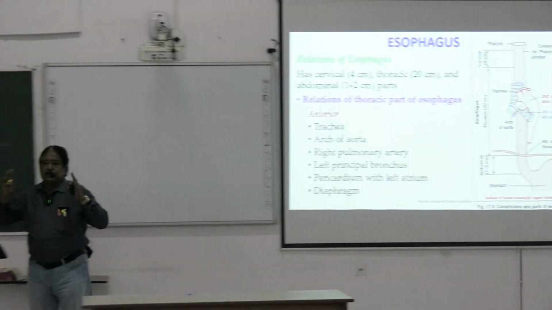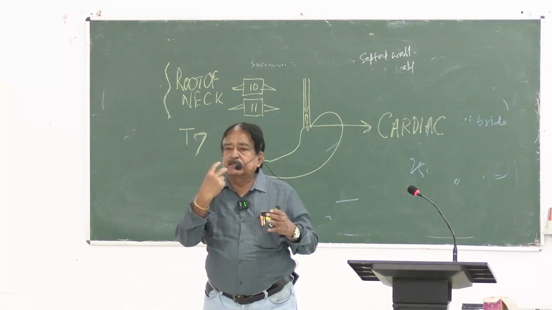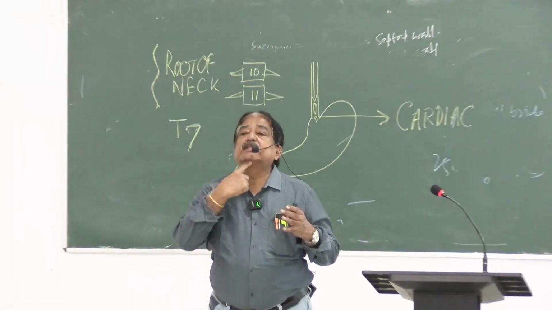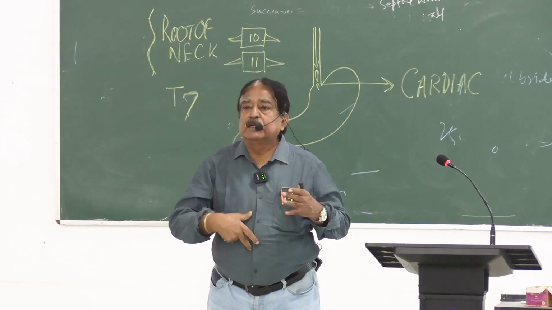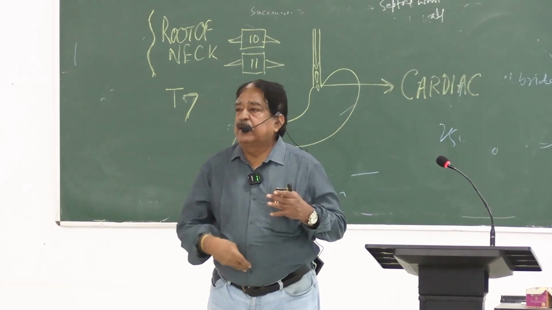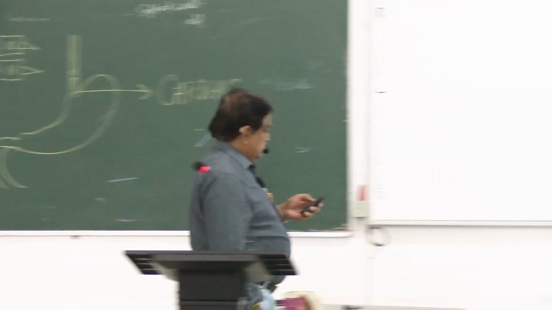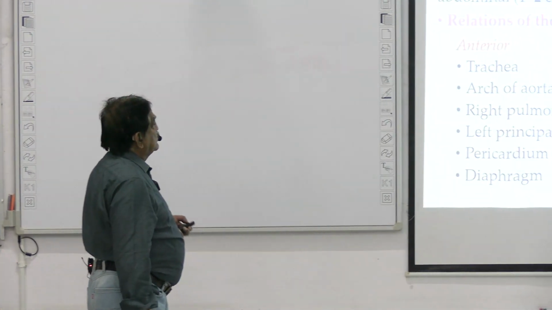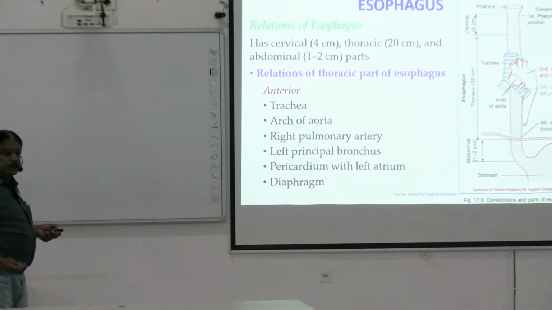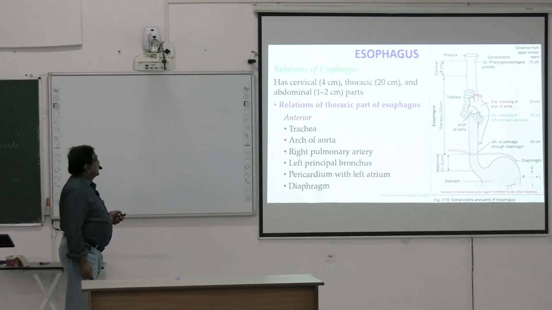It's a simple thing, see, the pharynx. Now from that is the cervical region, then the thoracic region, then it pierces the diaphragm and comes the abdominal part. Now, relations of the thoracic part of the esophagus, this is important. Everything is important, but this is a question, a short note can be there.